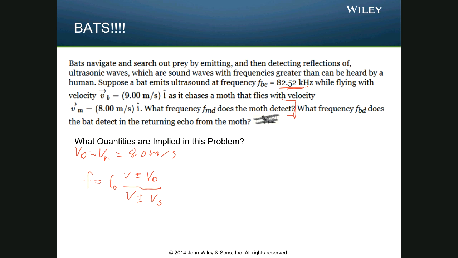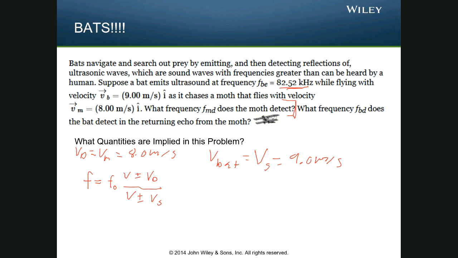And the bat is the source, right? So we have V_bat equals V_source equals 90 meters per second. My only issue with this program is that deleting things is not quite clean.